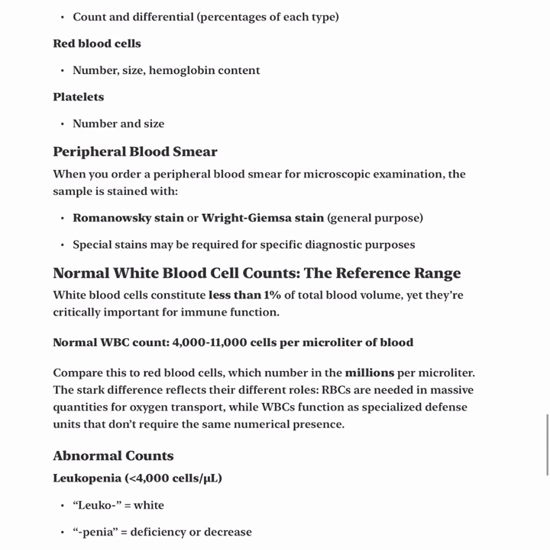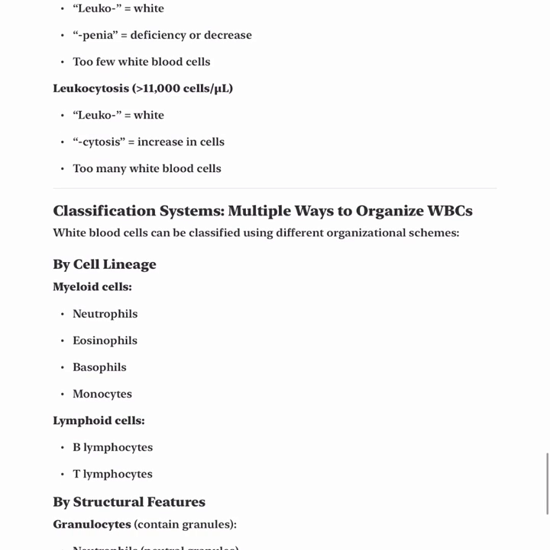Now, abnormal counts and the terminology. When I say leuko, I want you thinking white. Penia means deficiency or decrease. Therefore, leukopenia is too few white blood cells. Leuko, again meaning white, cytosis means increase in cells. Therefore, if I say leukocytosis, you're thinking too many white blood cells. So leukopenia is less than 4,000. Leukocytosis is above 11,000.